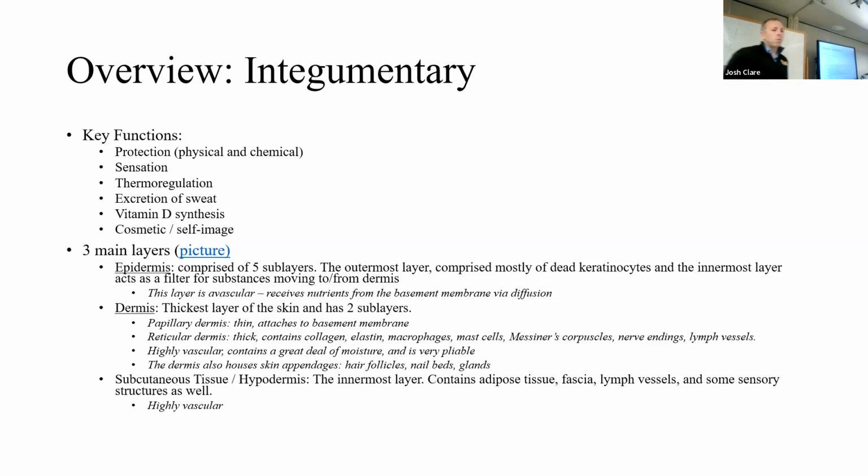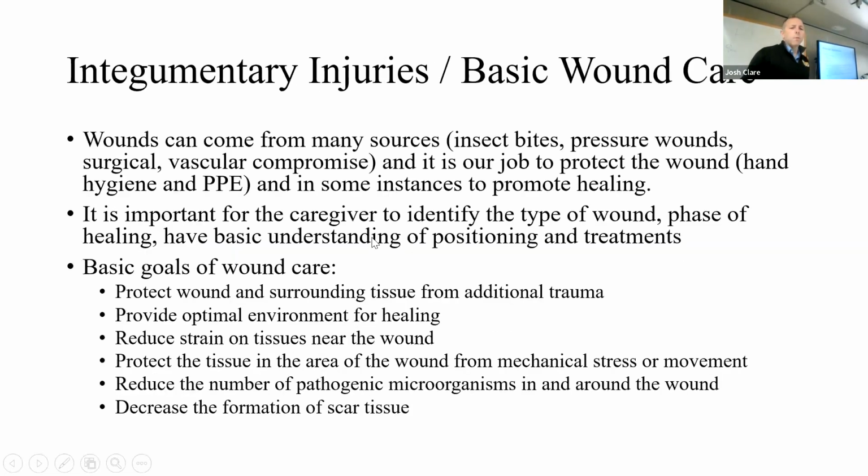Quick overview, you have 3 layers of the skin: epidermis, outermost layer, mostly dead skin cells, avascular layer; the dermis, thickest layer, very vascular, a great deal of moisture, very pliable, houses all of the appendages; and then the subcutaneous tissue, also known as the hypodermis, innermost layer, contains adipose tissue, fascia, lymph, some sensory structures, highly vascular as well. Hopefully that's all review.